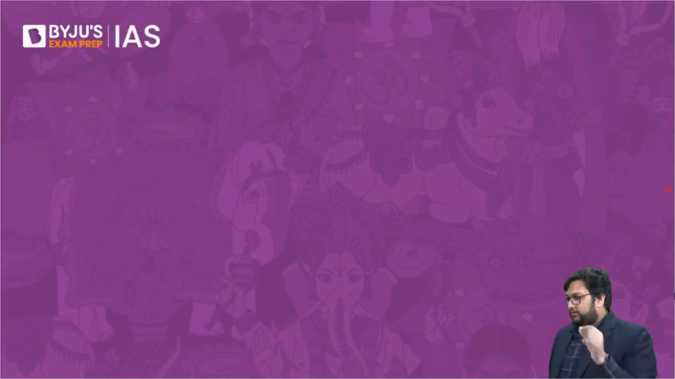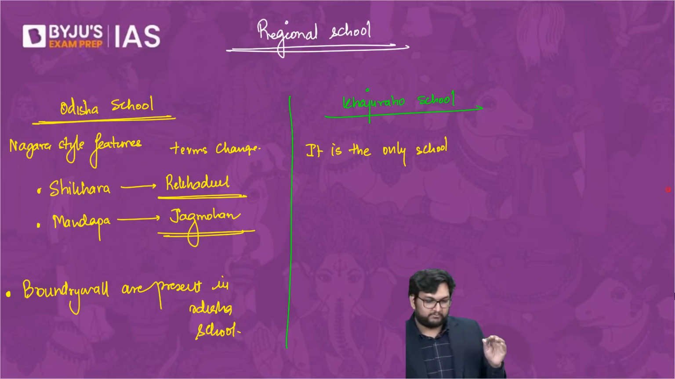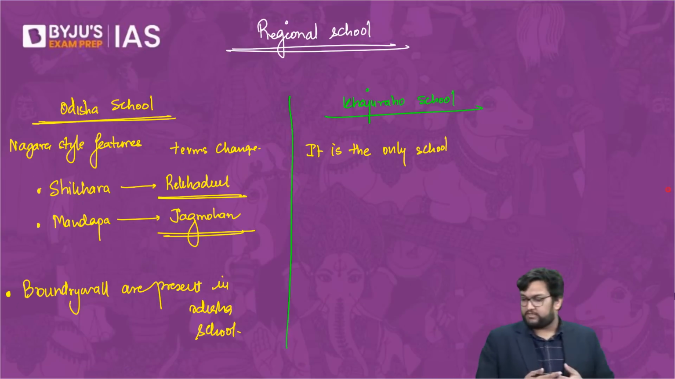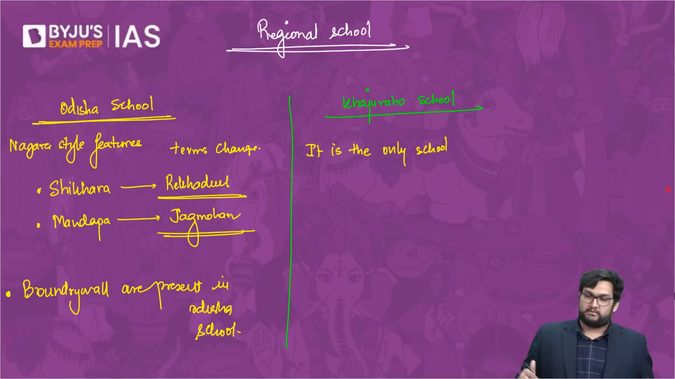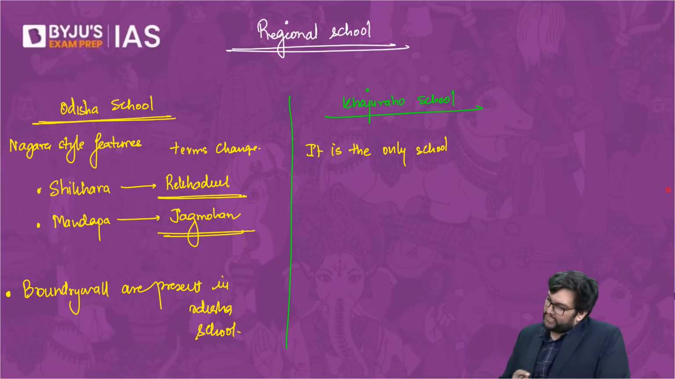Okay. Now, why does Shikhar Mandap come in the school structure? I don't know what you mean by that question. Sir, can we say most of the features of Shikhara are present in Odisha school? You mean Nagara school? This school means type, yes. Here school also includes university. Yeah.